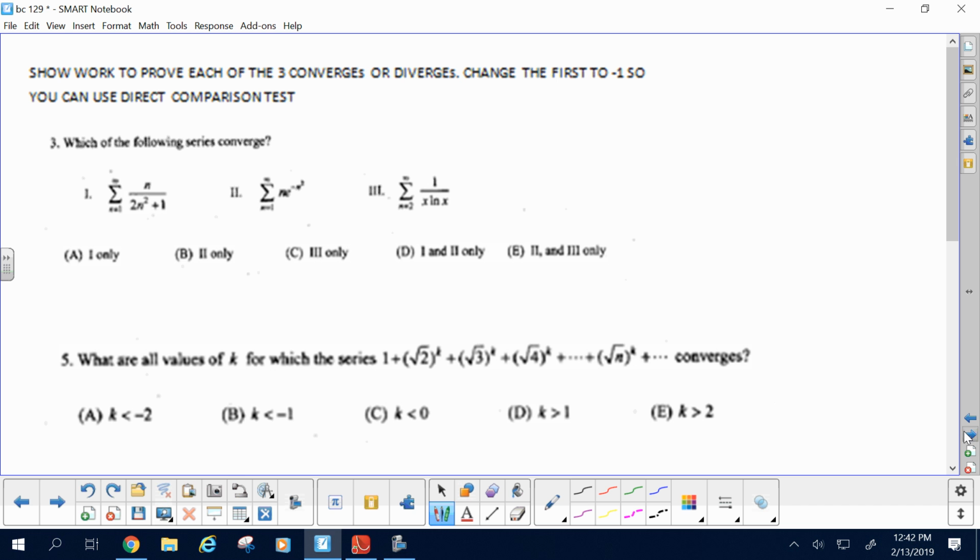I think we did most of this one. It's the only one we didn't do. Did you try the integral test? Okay, did it converge or diverge? Diverge. Did you get something like the log of the log? Yes. Okay, that's one. All right, integral test.